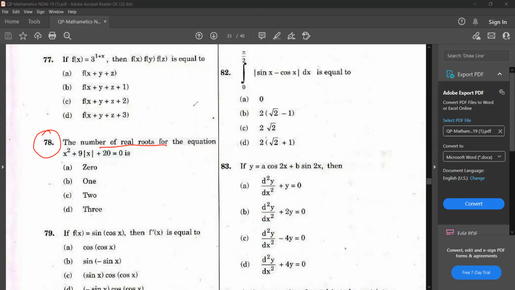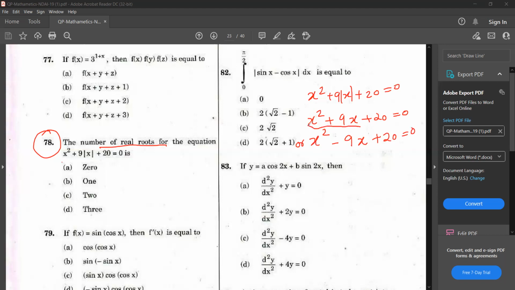Okay, how to do this question? So here they have given x square plus 9x modulus x plus 20 equal to 0. So this can be written as x square plus 9x plus 20 equal to 0, or it can be rewritten as x square minus 9x plus 20 equal to 0, because modulus is there. So we are taking both cases.